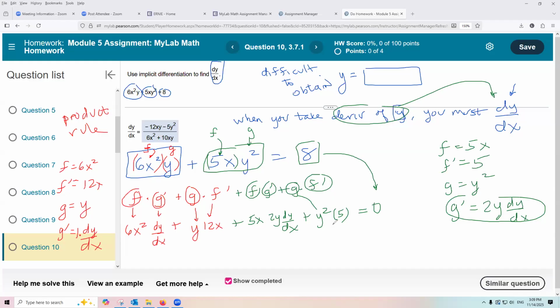All right, well, now I do a little bit of algebra because I just want to isolate or get dy/dx by itself on the left-hand side. Remember, that's the answer they're looking for, dy/dx by itself on the left-hand side. To do that, let me subtract this 12xy from both sides. And I'll also subtract this 5y squared from both sides. What I'm trying to do is keep the dy/dx terms on the left side.